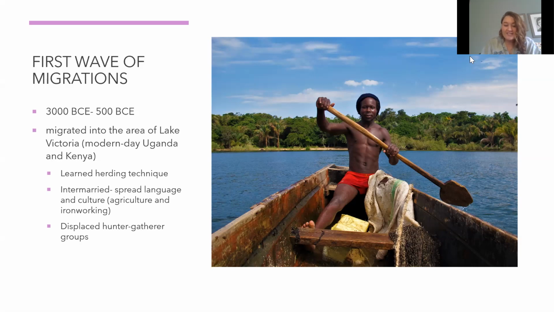And so we can see that through intermarrying with the people who were already there, they learned what those people were doing, which was herding. So they were able to herd animals and domesticate animals after that point. And they also spread their language and culture, introduced better techniques for agriculture and systems of ironworking. And as they did, they displaced the hunter-gatherer groups in that area.